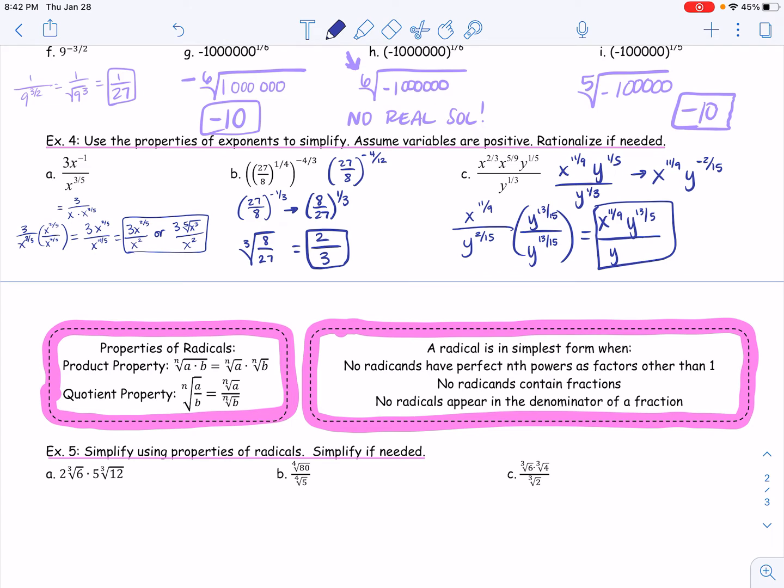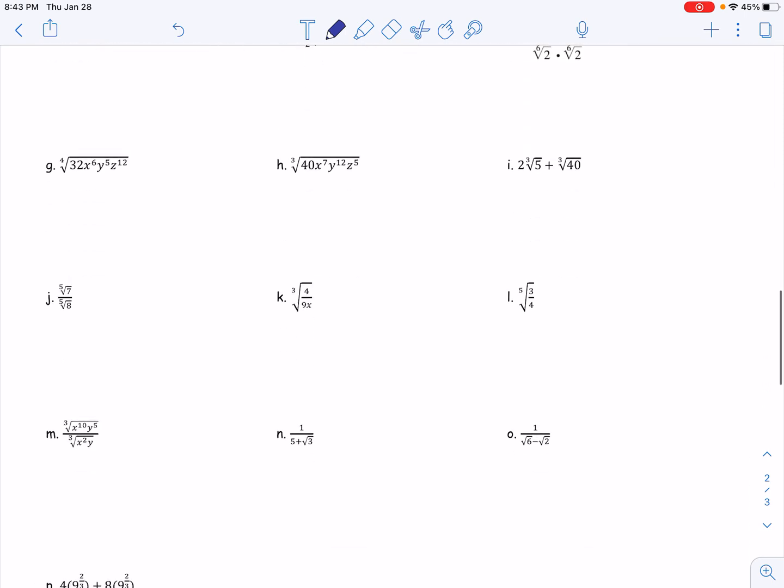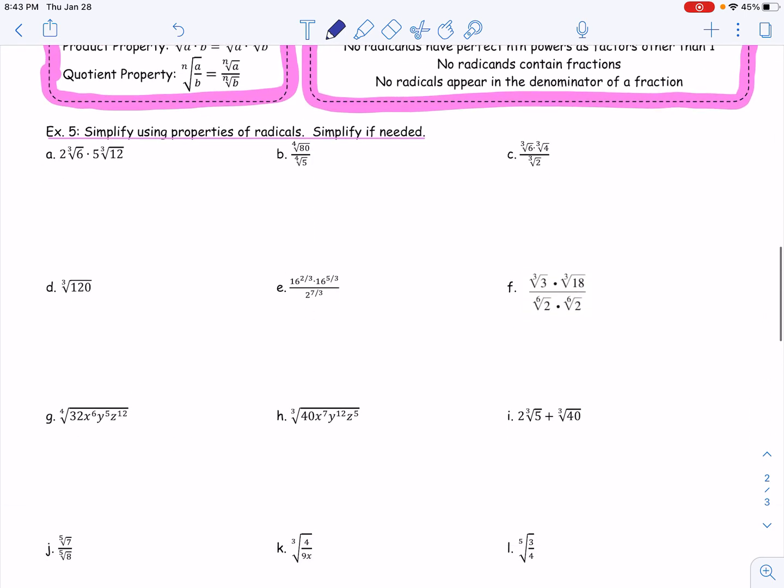A radical is in simplest form when no radicands have perfect nth powers as factors other than 1, no radicands contain fractions, and no radicals appear in the denominator of a fraction. So the radicals appearing in the denominator is what we've been working with. Radicand is what's underneath the radical. So basically, you just want to make sure that everything is simplified as much as possible. And we don't want to leave a fraction underneath the radical. So let's simplify. Really that's the rest of our notes: simplify, simplify, simplify.